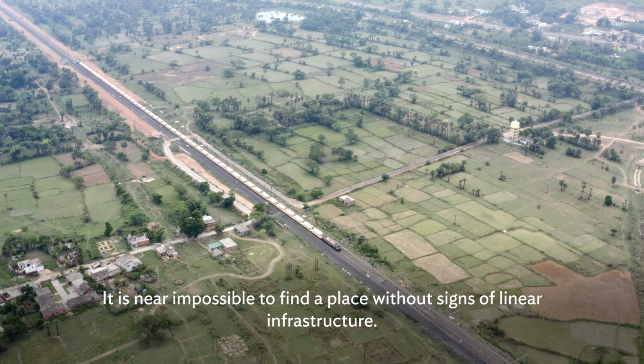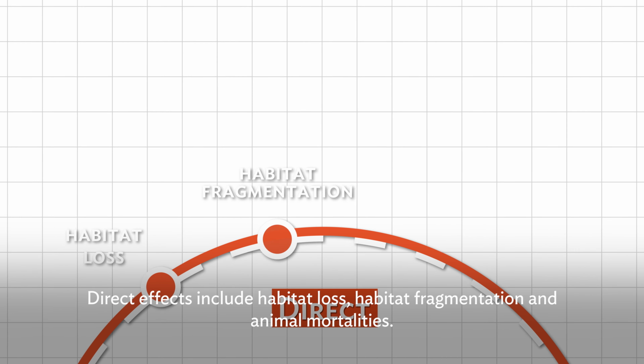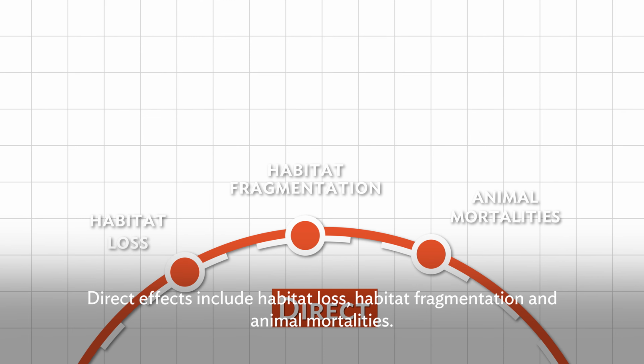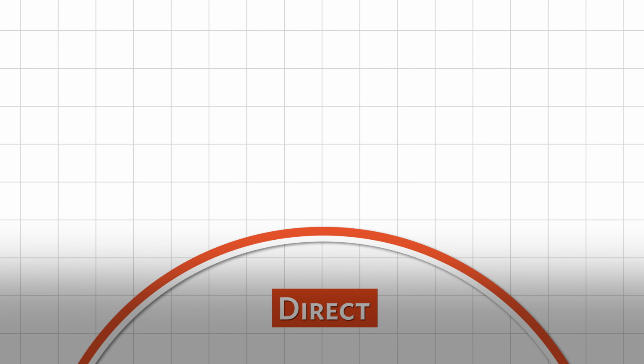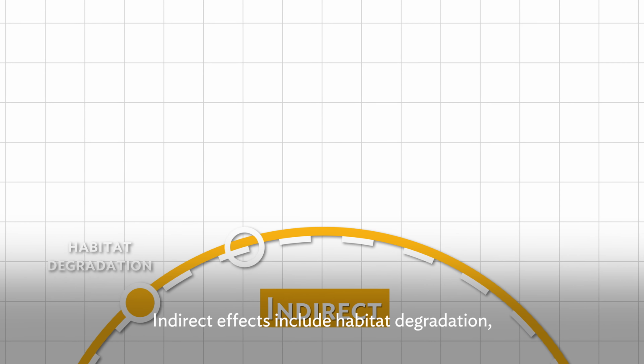Impacts of linear infrastructure are twofold: direct and indirect. Direct effects include habitat loss, habitat fragmentation, and animal mortalities. Indirect effects include habitat degradation, poaching, and over the long term disruption of ecological processes and ecosystems.